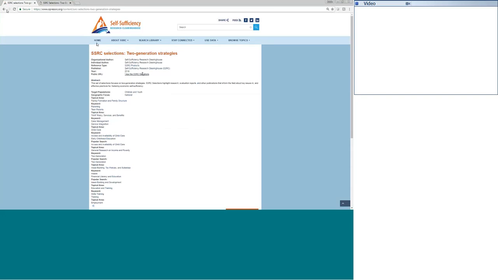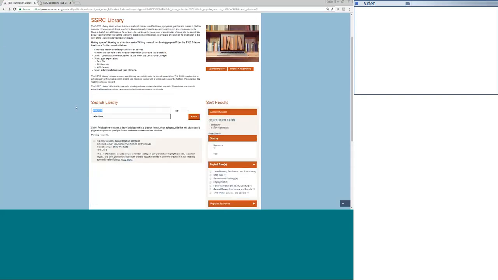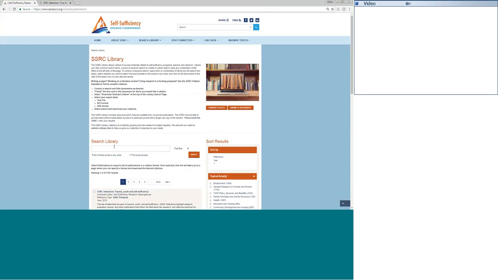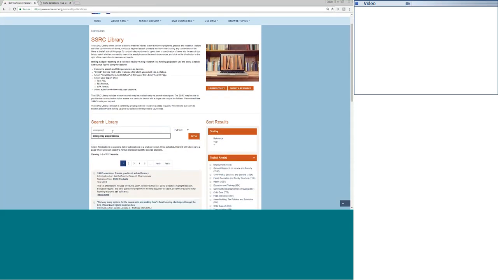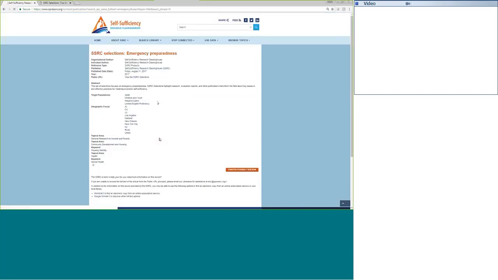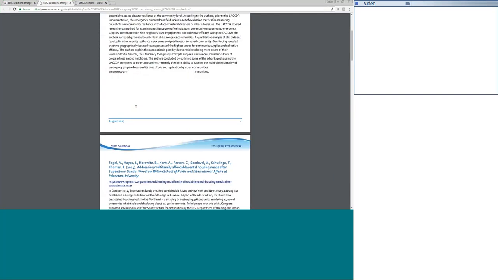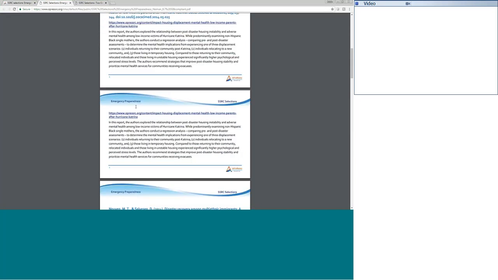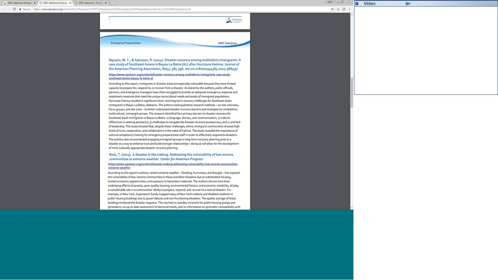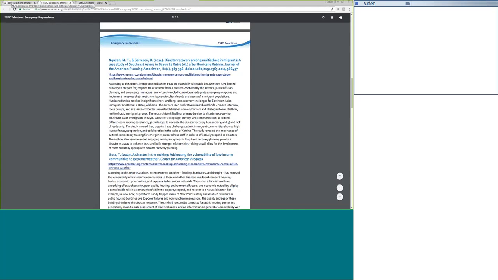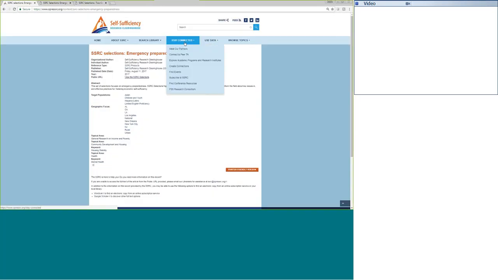But I'm going to go back to the library because I did want to point out emergency preparedness. I'm going to reset my search this time, and hopefully it'll pop up. Otherwise, I'm going to chalk it up to website gremlins. There we go. So if you go into our website and search for emergency preparedness, we do have an SSRC Selection as it relates to that, for folks that may be in the line of the hurricane. It covers current research on emergency preparedness and self-sufficiency in serving low-income populations.